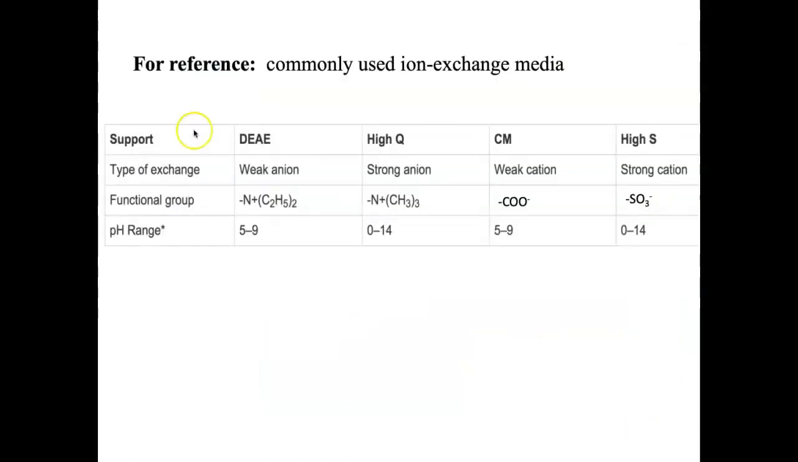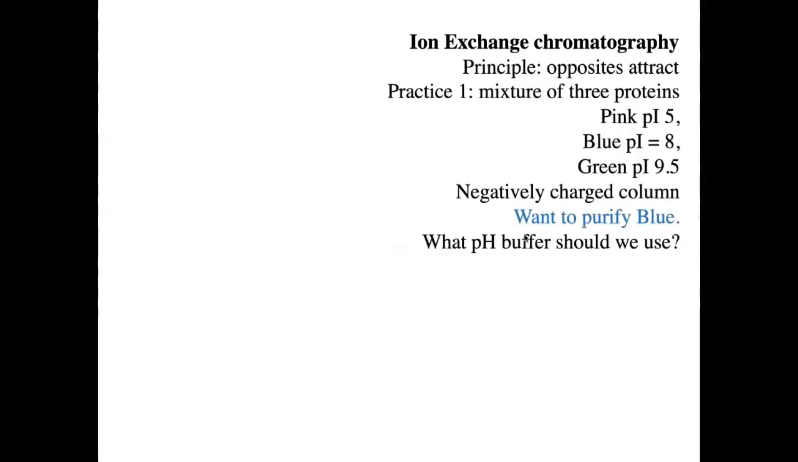And there's different media, of course. So we have positively charged columns, examples DEAE or Q, or negatively charged columns, like something that has carboxyl groups or sulfate groups on it. And they have different pH ranges where they work best. So with this, let's do a first practice question.